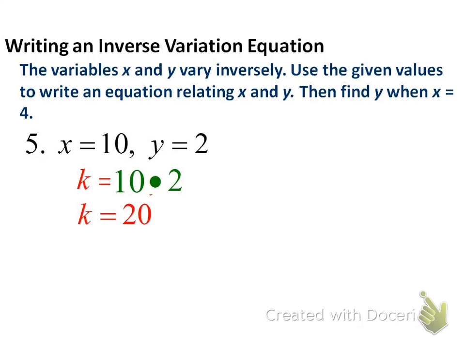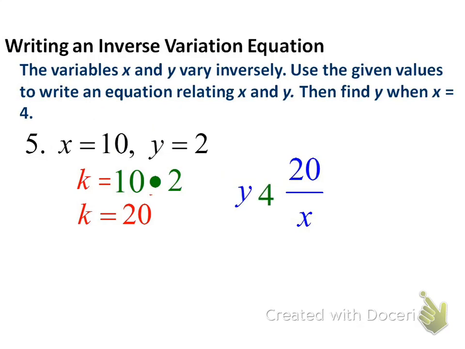Now we're trying to find the y value, so I'm going to look at the other equation for inverse where the y is by itself. So y equals, well, we just said that the k value is 20, so I'm going to put a 20 in the k spot, divided by x. Now that I know what k is, I'm trying to find the y when the x is what? 4. So now I'm going to plug a 4 in.